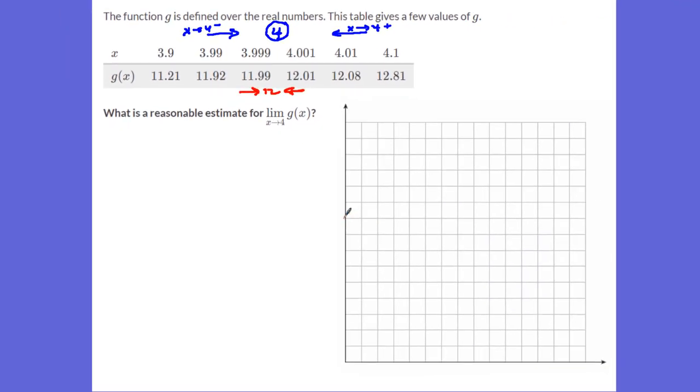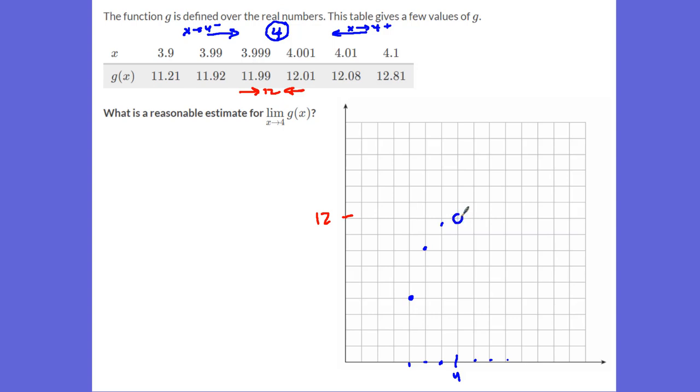And so you can see how, let's say we have the number 12 right here, and let's say we have the number 4 right here. And of course, we're going to call this 3.9, 3.99, 3.999. And you can see as we come from this side, this value right here is down at like 11.21, and then right here we're at 11.92, and then 11.99. We're getting closer and closer to this number 12.